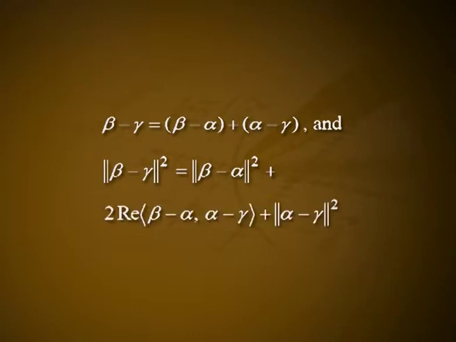Proof. First note that if gamma is any vector in V, then beta minus gamma is equal to beta minus alpha plus alpha minus gamma, and norm of beta minus gamma squared is equal to norm of beta minus alpha squared plus 2 times real part of inner product of beta minus alpha with alpha minus gamma plus norm of alpha minus gamma squared. Now suppose beta minus alpha is orthogonal to every vector in W, that is, gamma is in W, and that gamma is not equal to alpha.